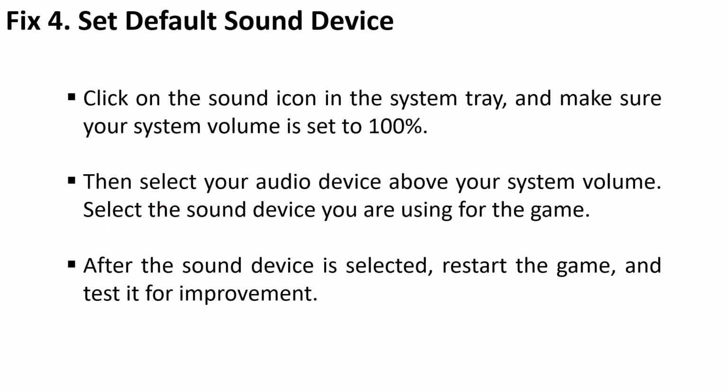Fix 4 is to set default sound device. So click on the sound icon in the system tray and make sure your system volume is set to 100%. Then select your audio device above your system volume. Select the sound device you are using for the game. After the sound device is selected, restart the game and then test it for the improvement.